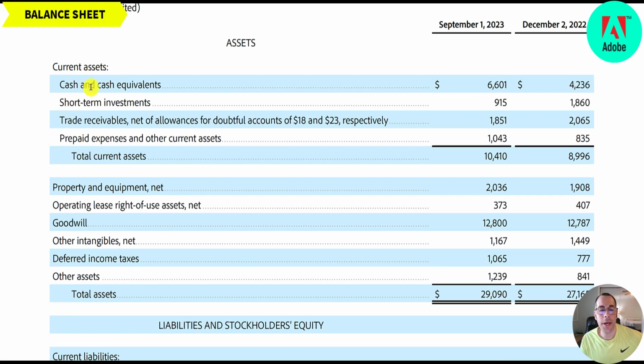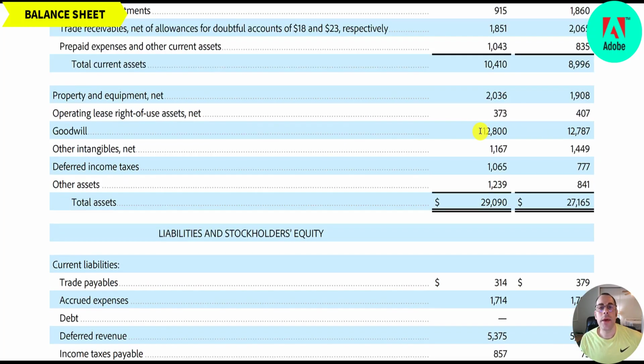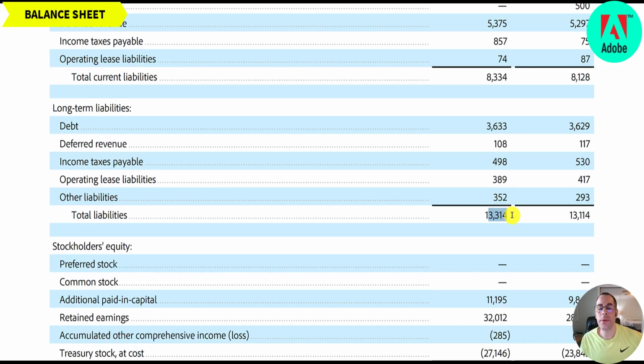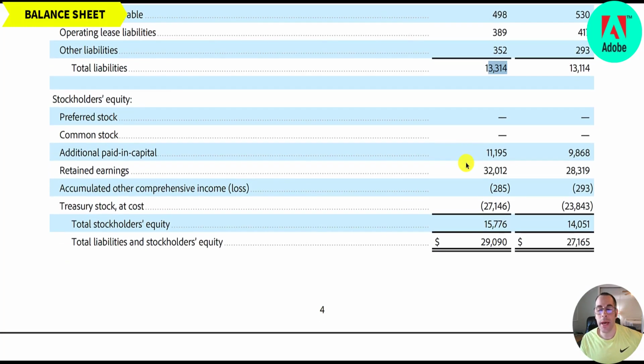Current assets are cash, 6.6 billion, and receivables 1.9 billion. They do lots of acquisitions, 12.8 billion of goodwill. Goodwill is the premium you pay when you acquire another company. Total assets 29 billion. Total liabilities 13 billion. So they have lots of equity. Assets minus liabilities equals their equity, 16 billion. That's the value of the company according to the balance sheet.